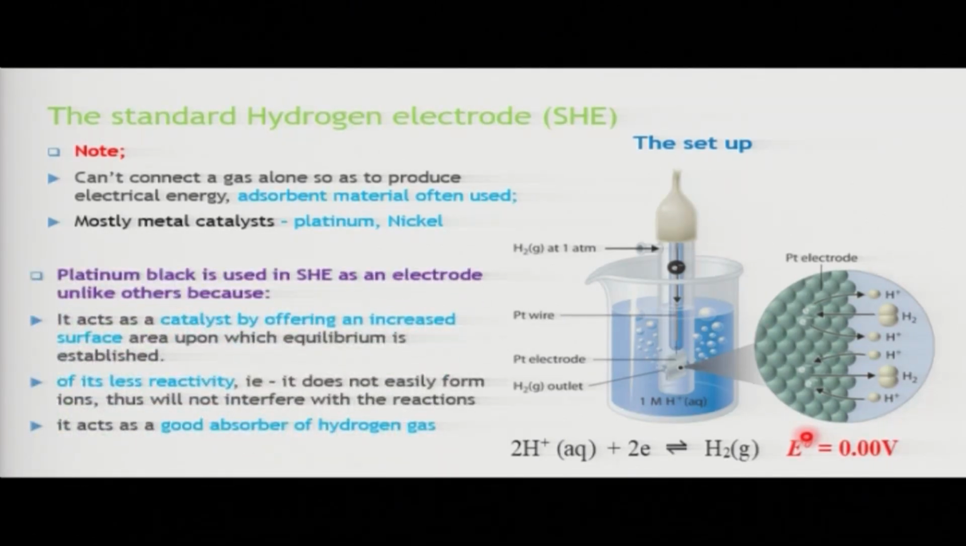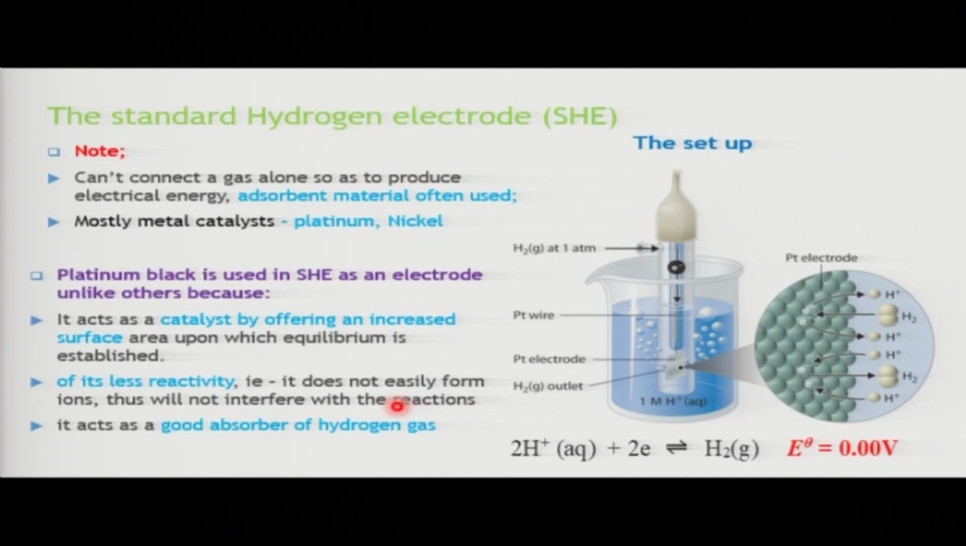Question, why was platinum selected? It had also a few unique characteristics that made it outstanding compared to nickel or the rest. One, it has a higher surface area for which the equilibrium can happen. This is what we mean. Platinum, the surface area provided for reaction is higher compared to nickel. And it is less reactive, indicating we don't expect platinum to form cations in solution because it hardly forms those ions.